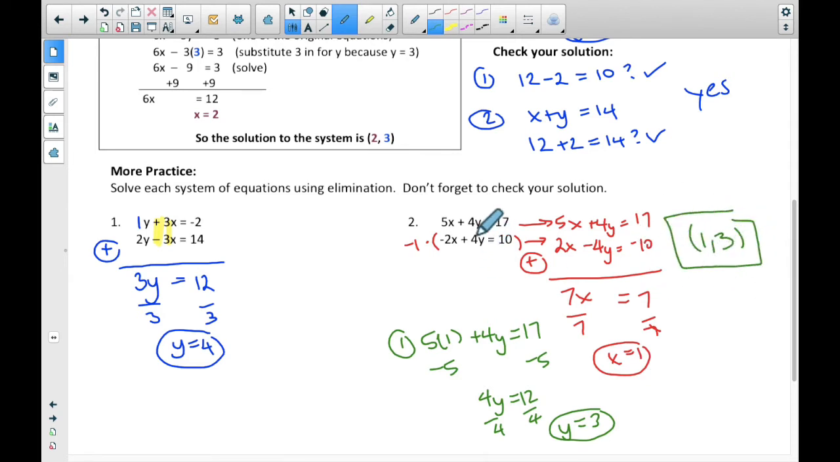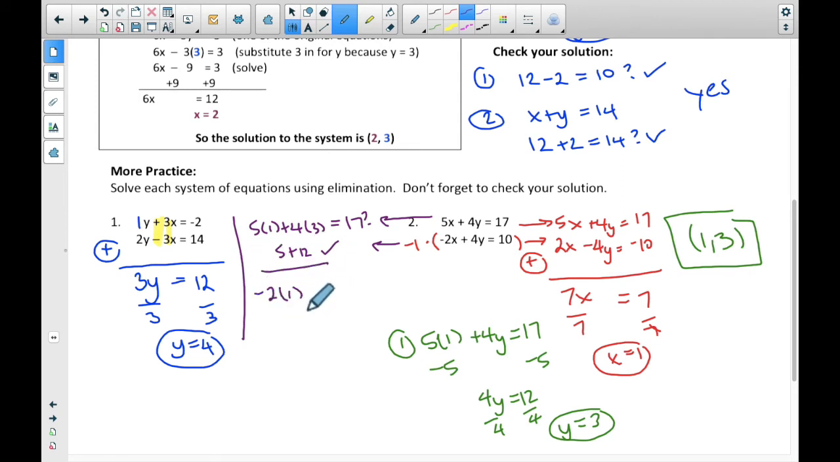I'm going to check my answer by plugging it in. I'm kind of out of space up here. It's kind of crowded, so I think I'm going to just come over here and do it. So 5 times 1 plus 4 times 3, does that equal 17? Well, that would be 5 plus 12. Yes, it does. Okay, the second equation, negative 2 times 1 plus 4 times 3, and does that equal 10?